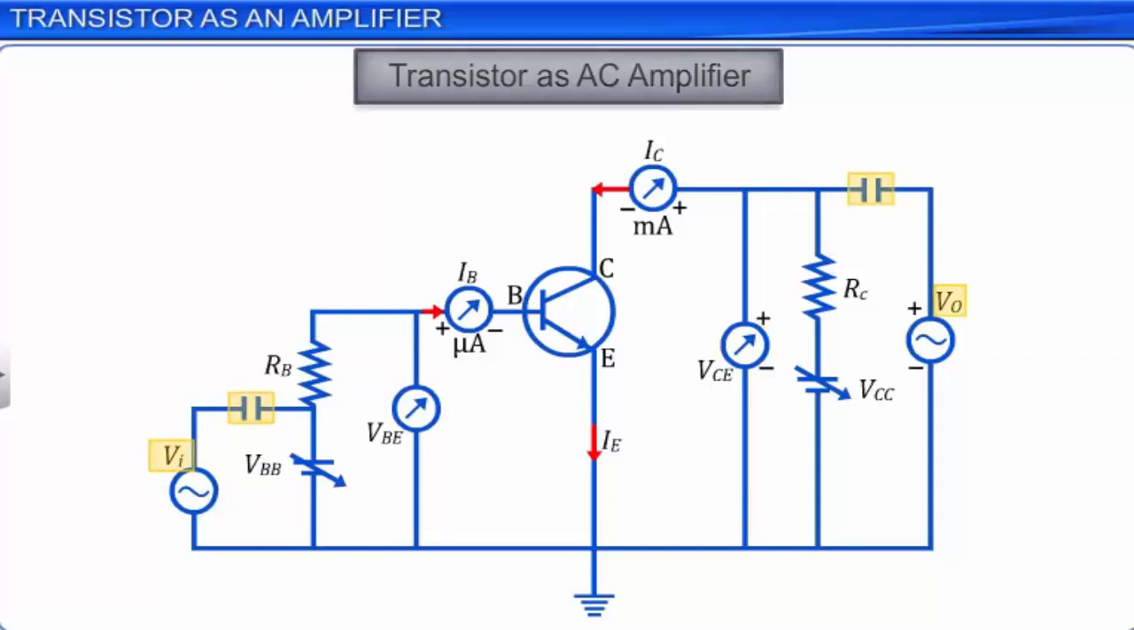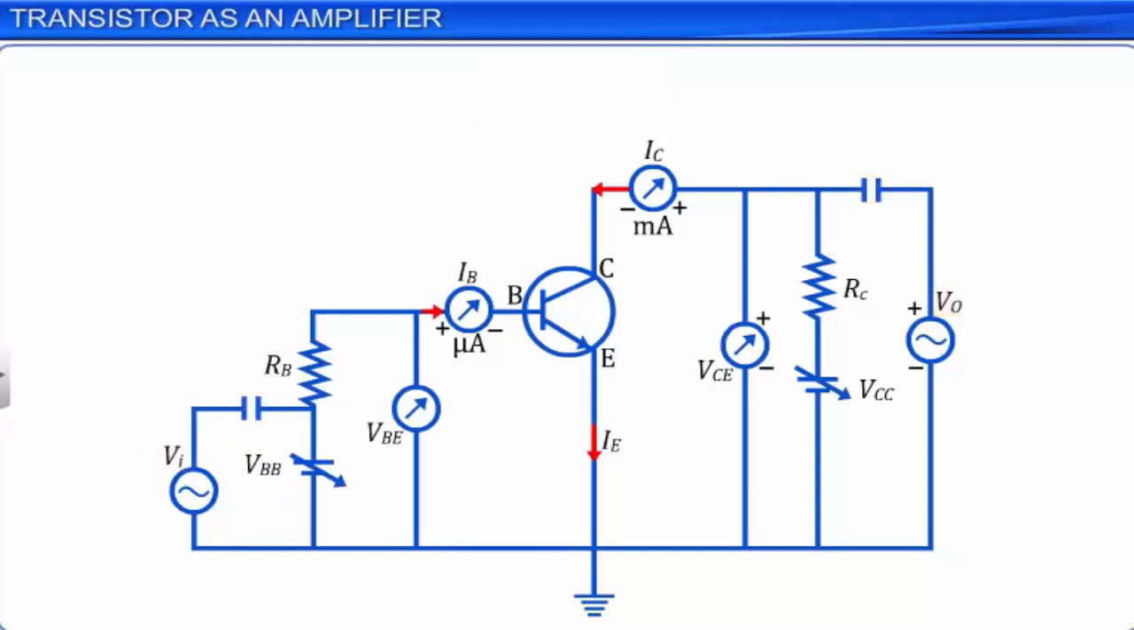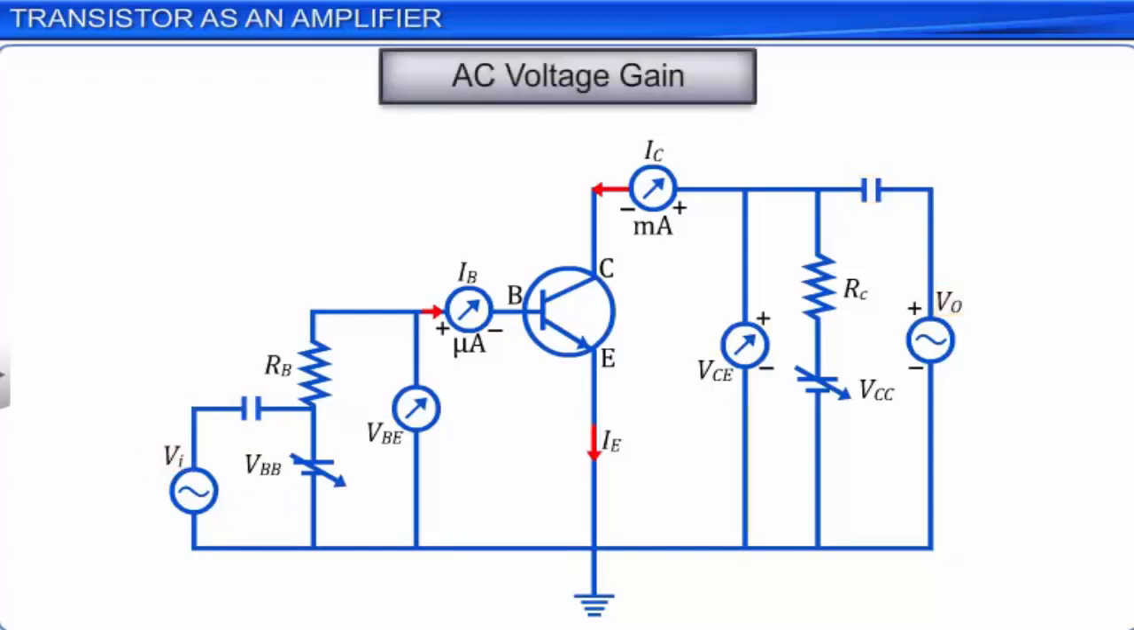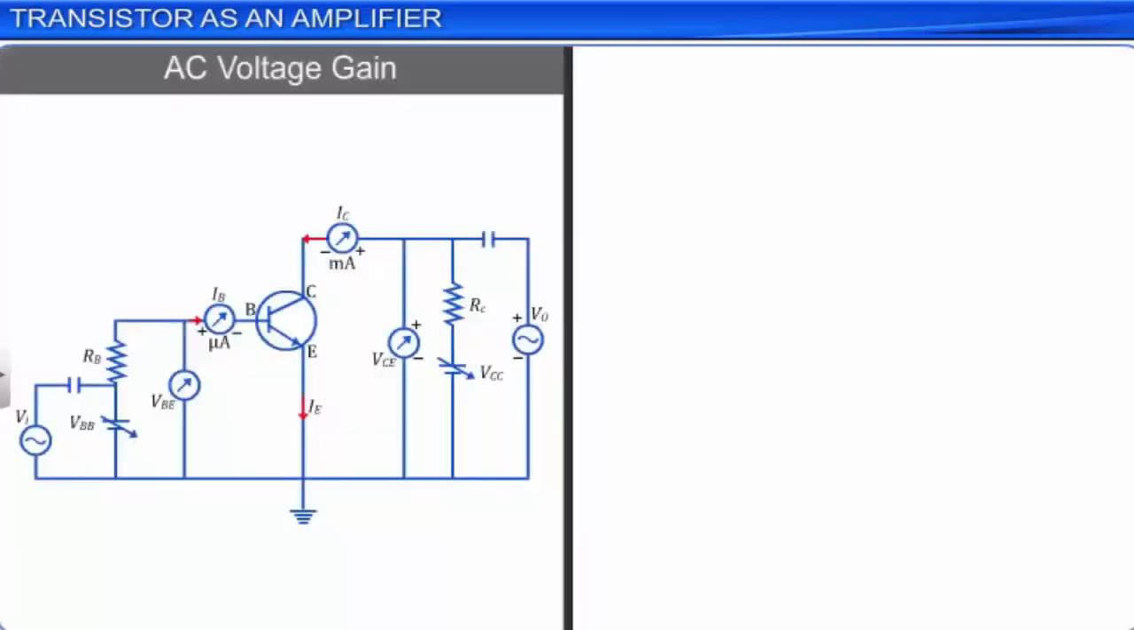Initially, let us assume the input voltage VI is equal to 0, and applying Kirchhoff's law to the output part of the circuit, we get VCC is equal to VCE plus IC into RC. Let this be equation 3.